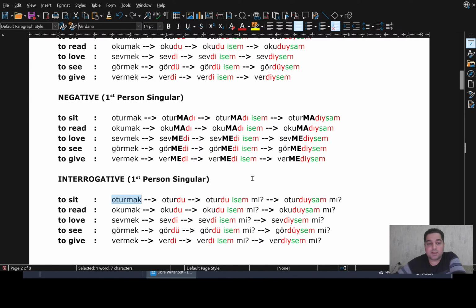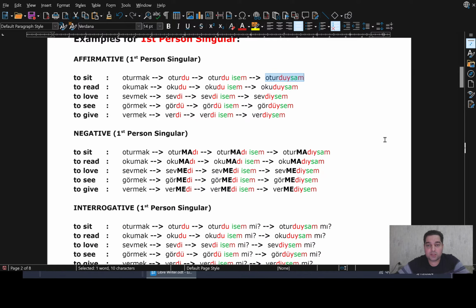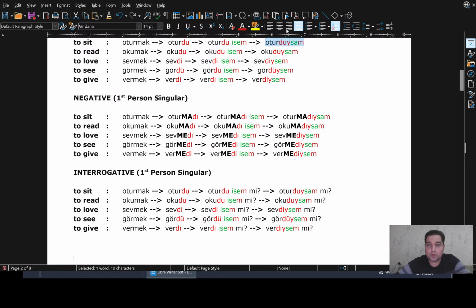For the interrogative, oturmak becomes what? Basically, you make these ones here, right? You just add the question word. That's it. No other difference here. So you see, oturduysam mı, right? This oturduysam above becomes oturduysam mı. Okumak becomes okuduysam mı. Sevmek becomes sevdiysem mi. Görmek becomes gördüysem mi. And vermek becomes verdiysem mi.